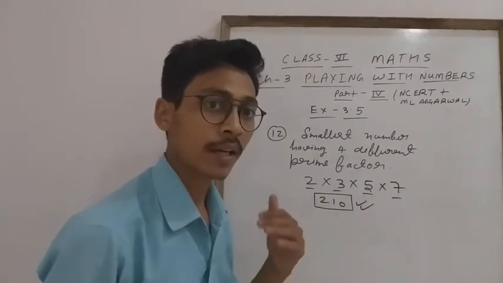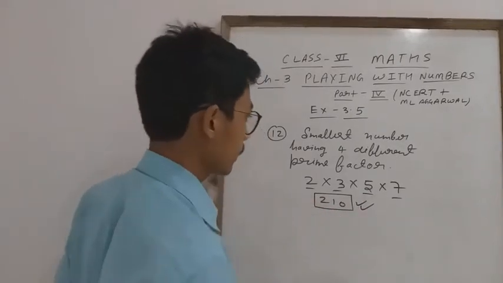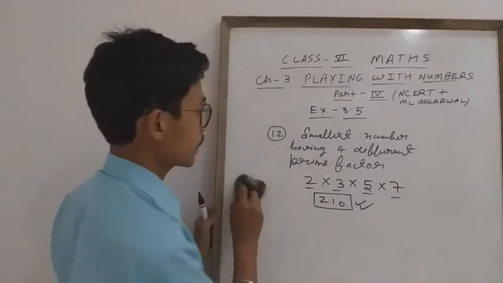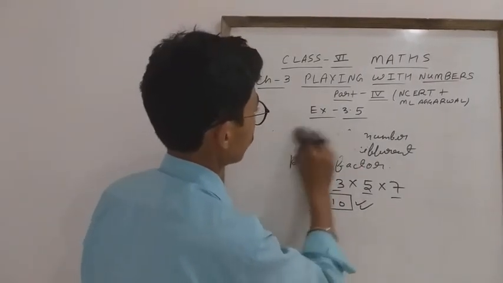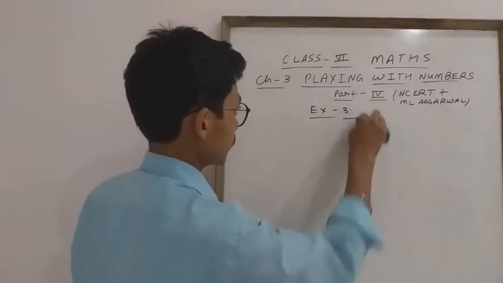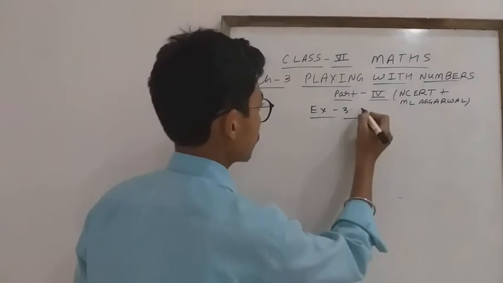They are all prime numbers. Clear everyone? So this is our question number 12. Now move to exercise 3.6, students. This is also a very good exercise. Some questions I will explain from 3.6.